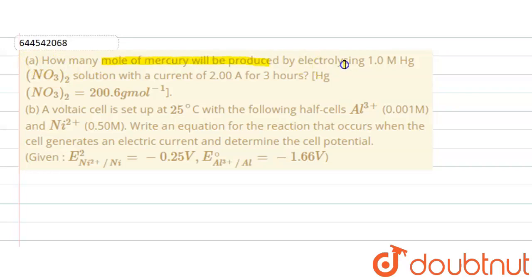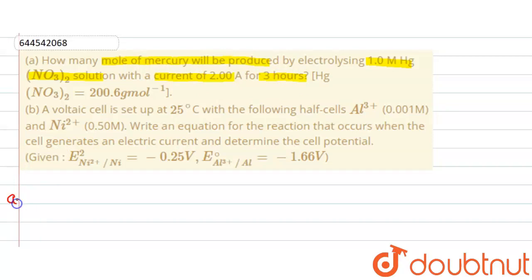Hello everyone, the question says that in the A part, how many moles of mercury will be produced by electrolyzing 1 molarity HgNO3 solution with the current of 2 ampere and 3 hours. So in the A part we are given the current and the time. We need to find the moles of mercury that will be produced in this electrolysis.